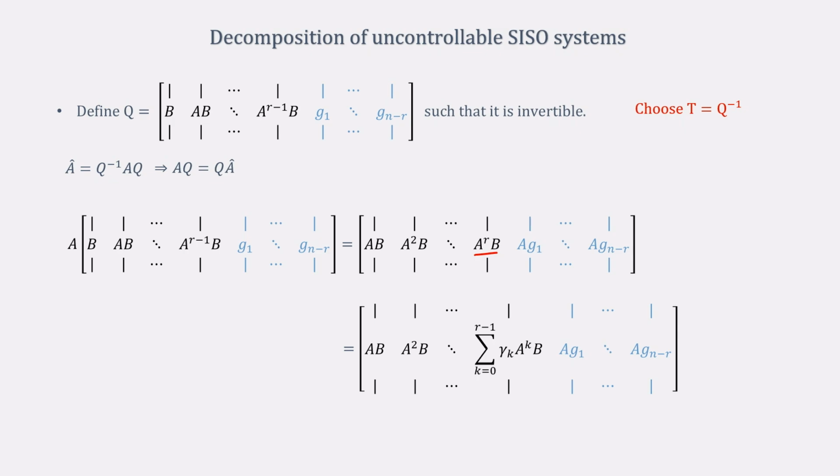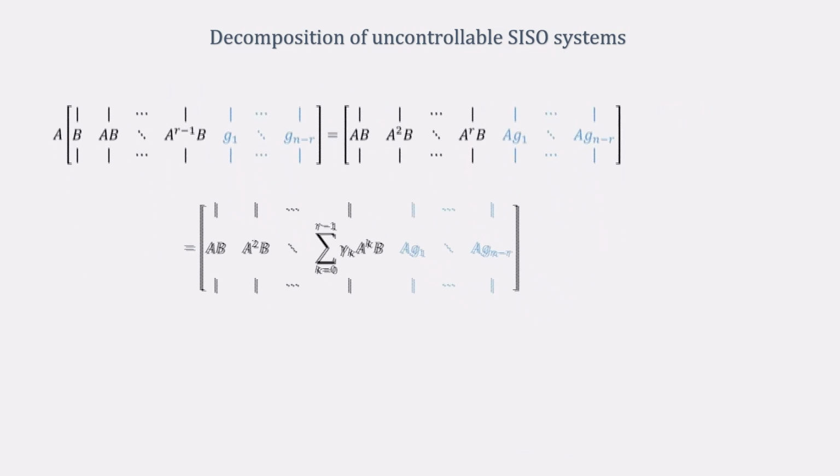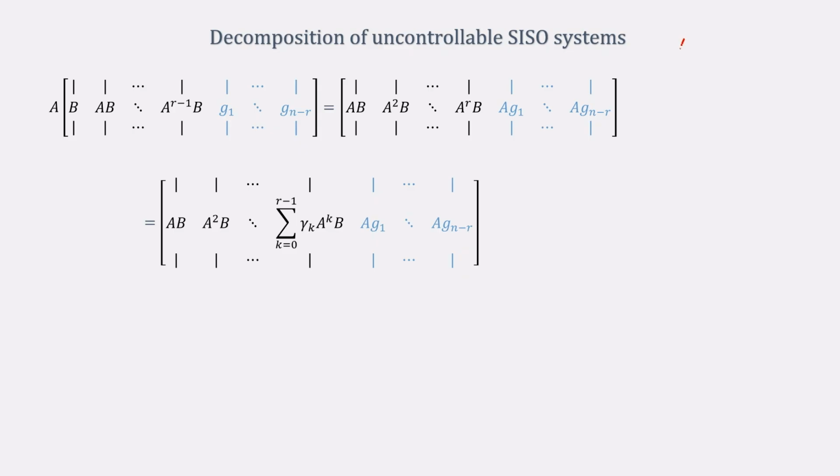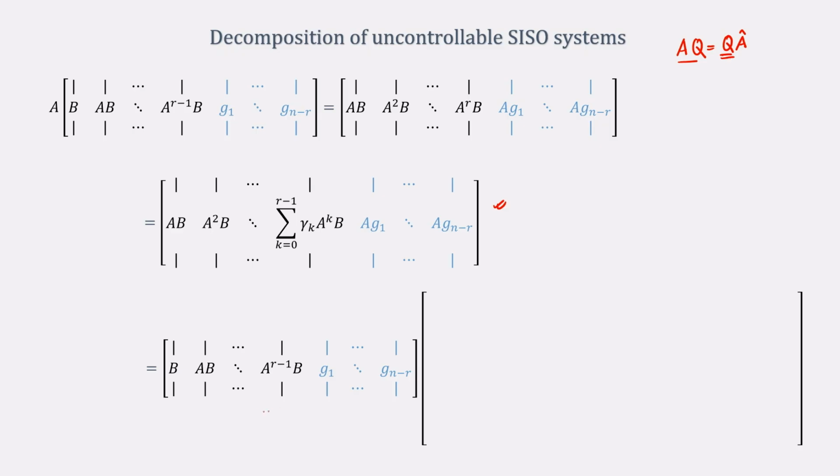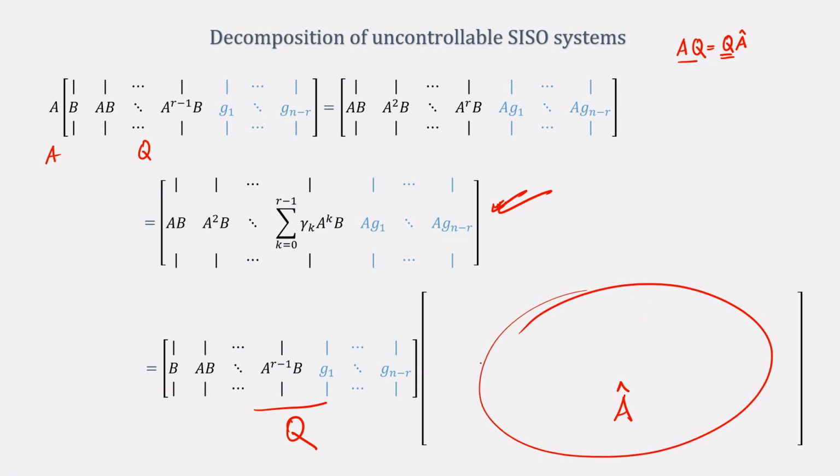Now, what is the advantage here? You will see the advantage soon. What are we trying to do again? AQ is equal to Q A hat. The left hand side is giving us this. Now, on the right hand side, I can write Q here. This is my Q, and this will be my A hat. I want to write down what A hat would be. So, this is your AQ, and after multiplication, this is what we get, and on the right hand side we have Q into A hat. I have to fill up this matrix so that this equation is valid.